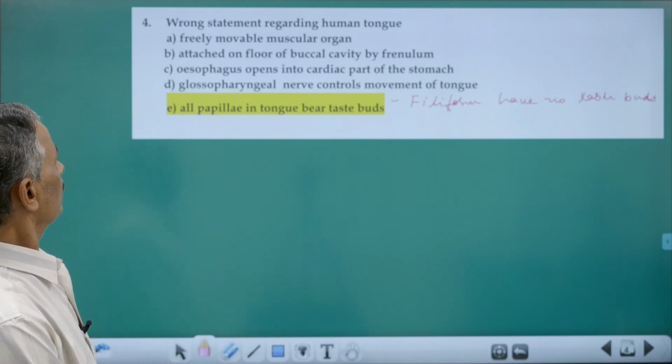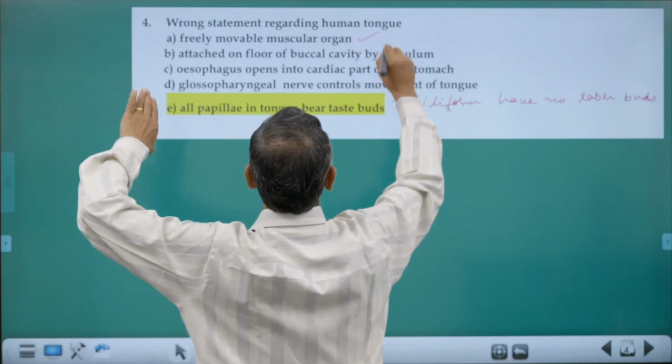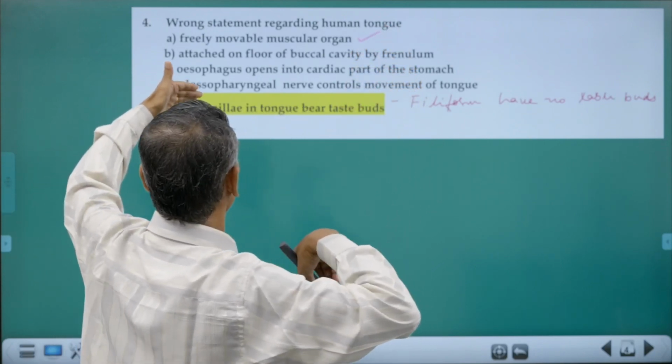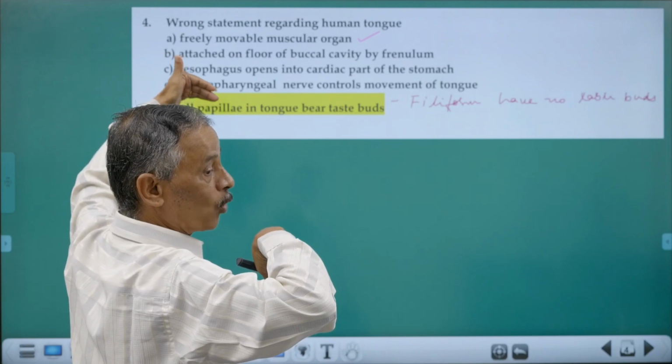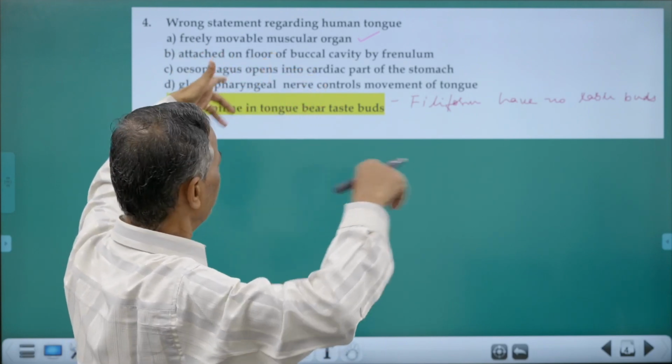Regarding the human tongue, freely movable, correct? The correct statement: it is attached on the floor of the buccal cavity by a fold called the frenulum. It is attached by the posterior end and the anterior end is free.